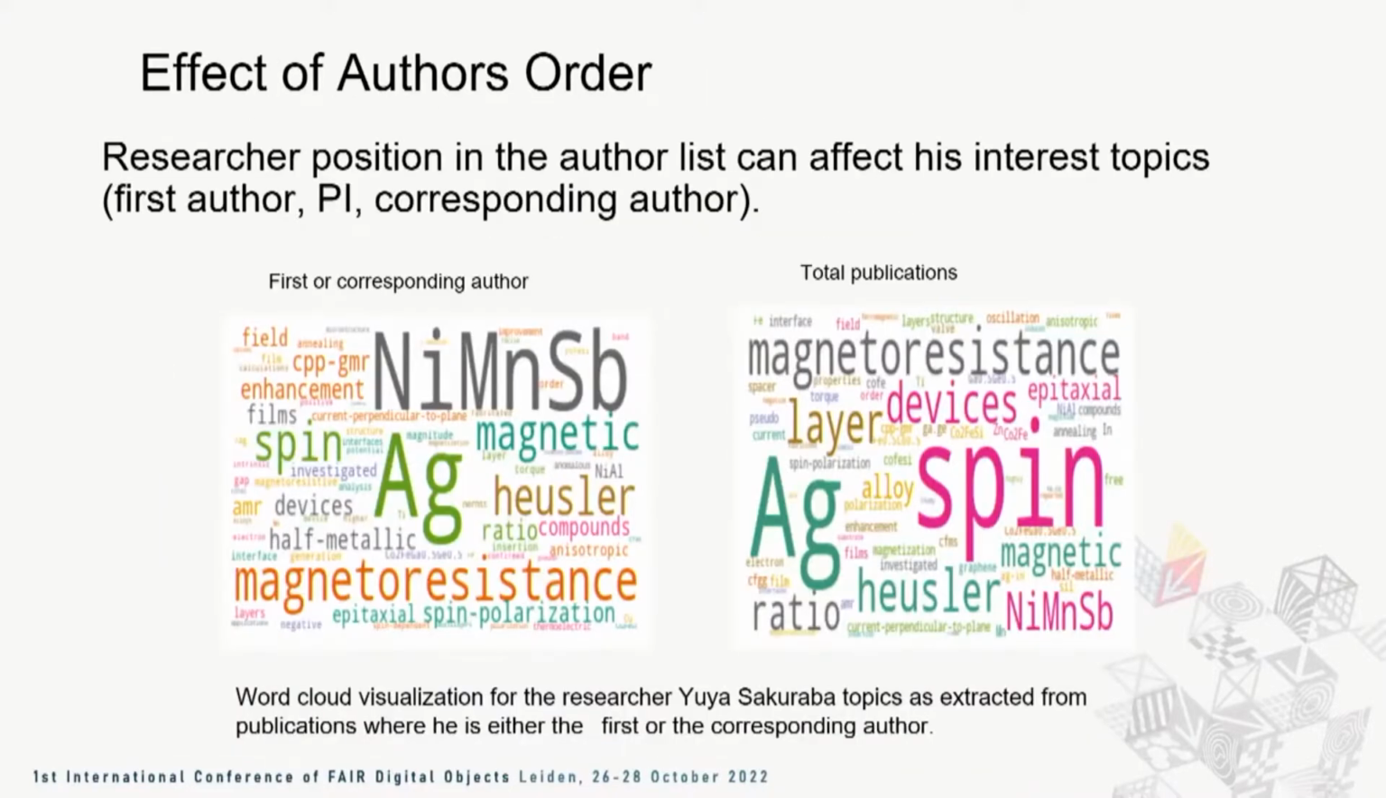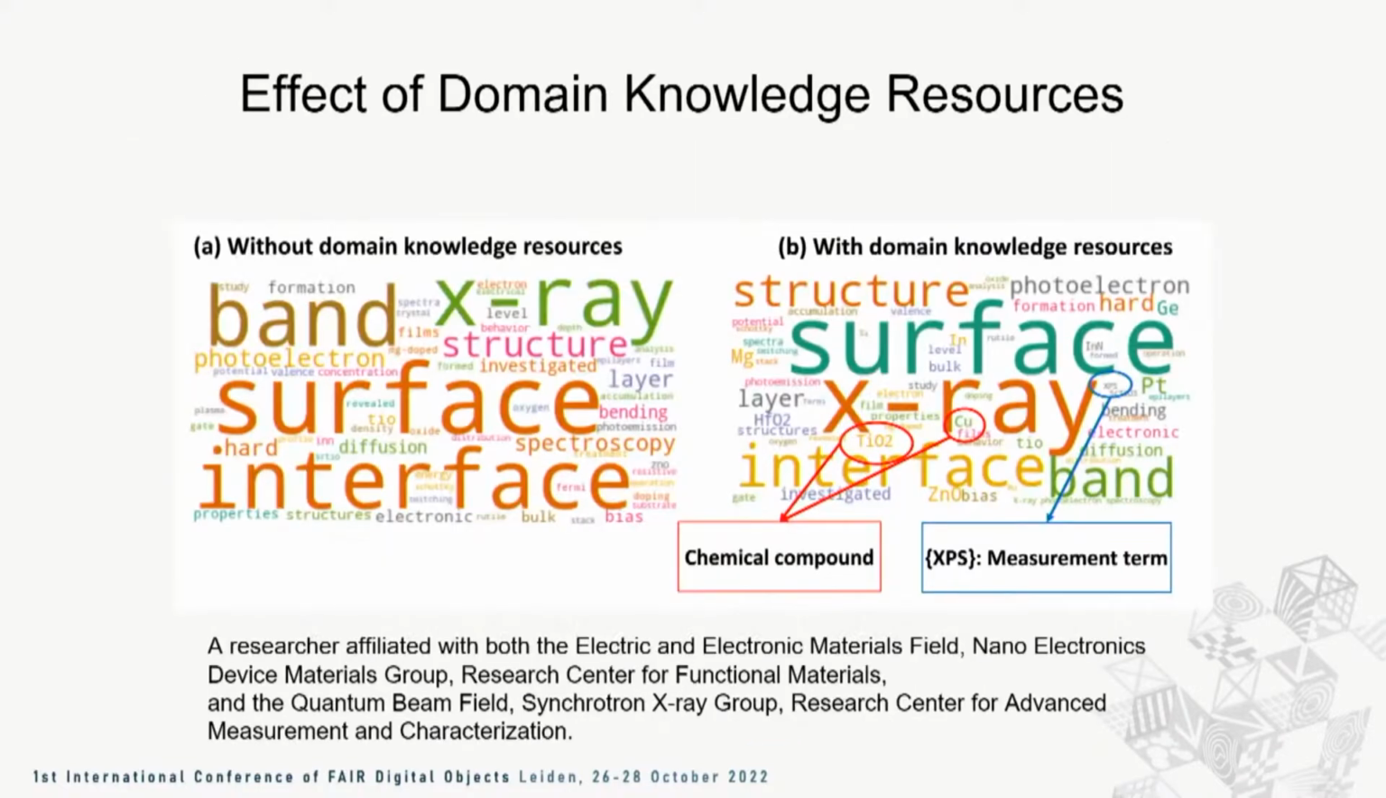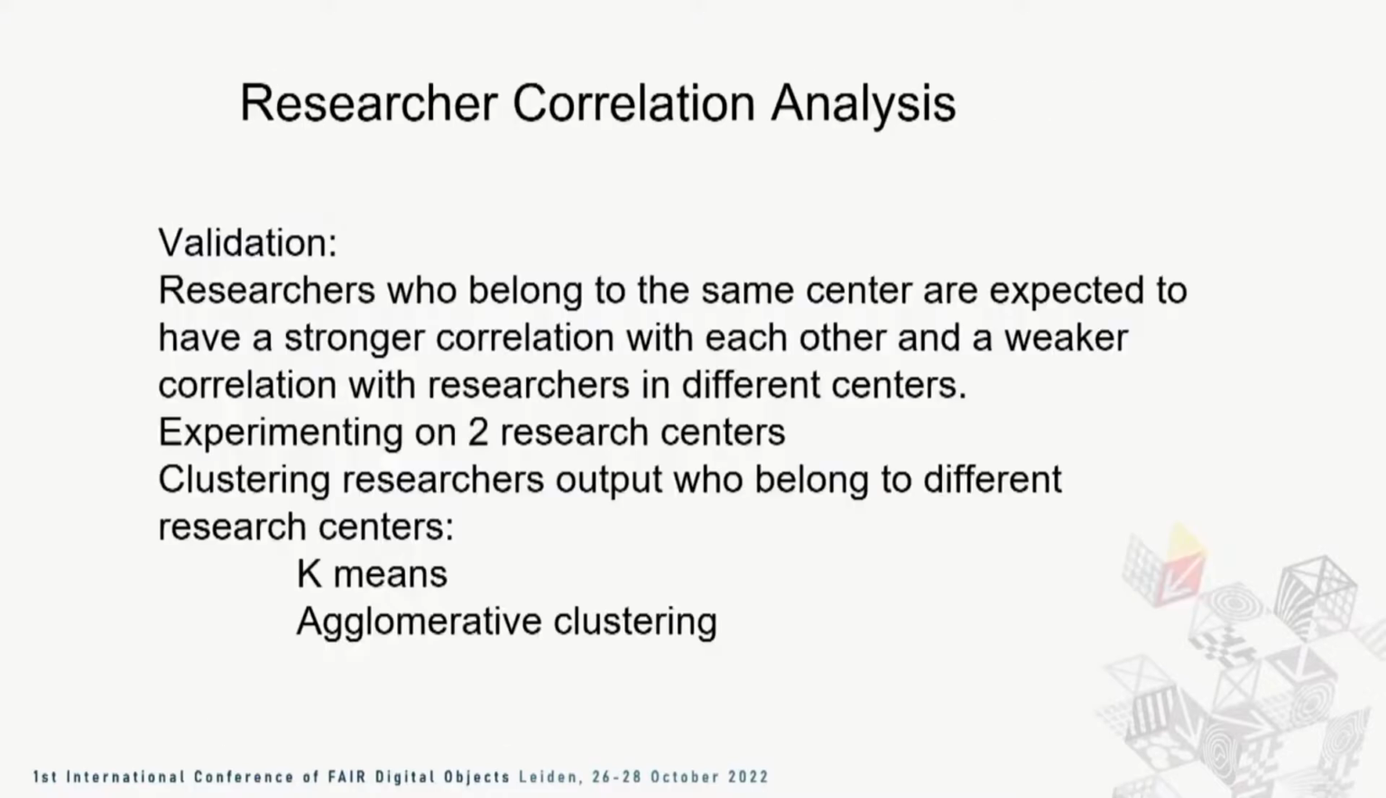Next, this is some analysis of how well this approach has done. Basically, here we look at the effect of author order, because when the author is the first author or corresponding author, that means this paper is more representative for him. So this is a comparison between all terms in only the first and corresponding author papers and all terms in all papers, and we can see that, for example, for Heusler, this researcher is famous for working on Heusler. So there are some differences. And here is using domain knowledge resources or not using them. Of course, when we use them, we were able to find terms that we cannot find by just a normal tokenization schema. So this is just some analysis.